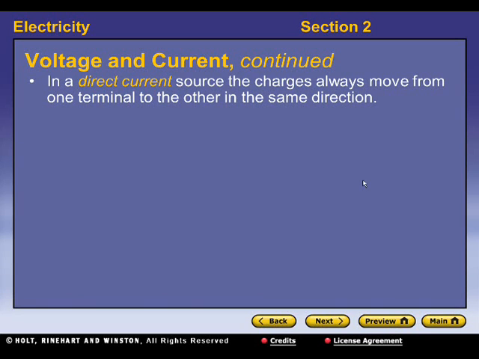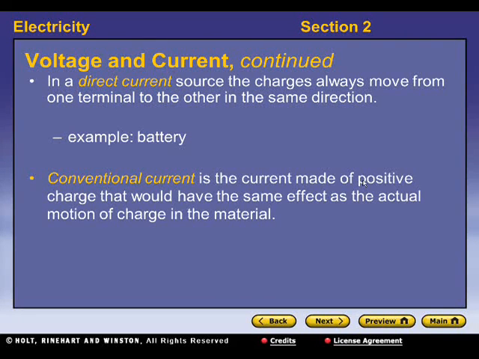So you have a couple different types of current. You have direct current source, where the charges always move from one terminal to the other terminal and always in the same direction. They stay in one direction, they move in that direction from one terminal to the other, and that's always the case. Example of those are batteries.